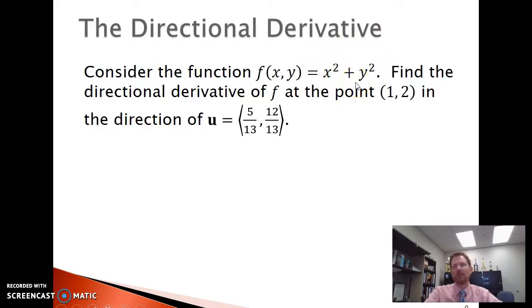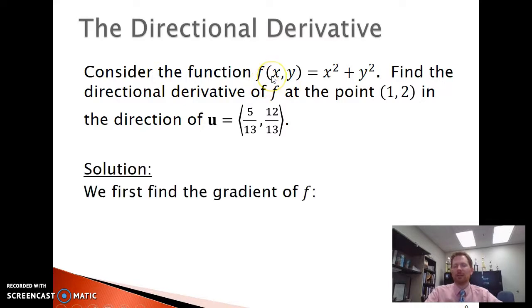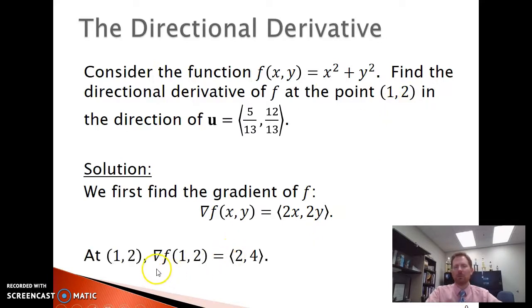Remember, the gradient is a vector, in this case with two components, where the first component is the partial derivative of f with respect to x, and the second component is the partial derivative of f with respect to y. So the partial derivative with respect to x is simply 2x, and the partial derivative with respect to y is 2y. Very straightforward calculation. Then we need to evaluate the gradient not in general, not at (x, y), but at the point (1, 2). Plugging in (1, 2), the value of the gradient there is equal to (2, 4).